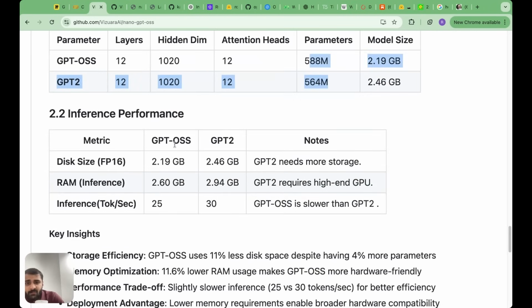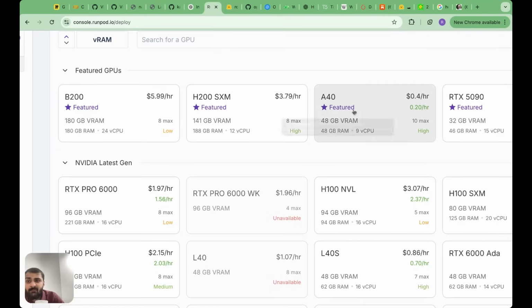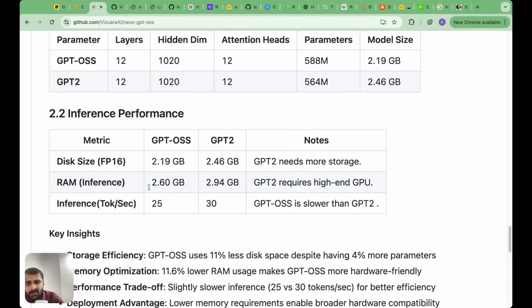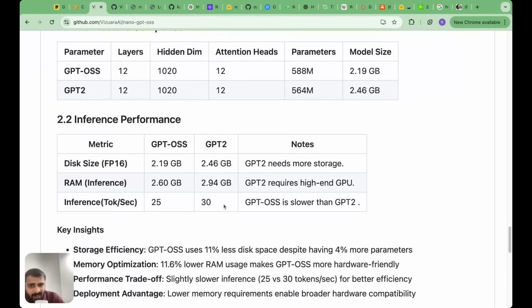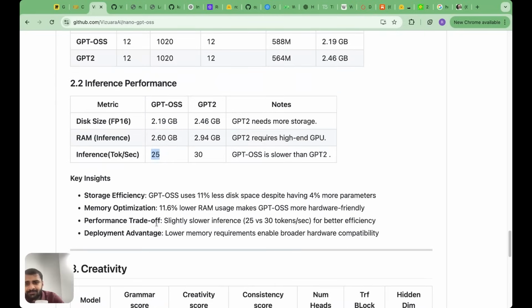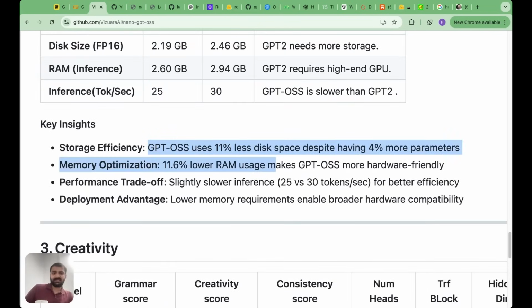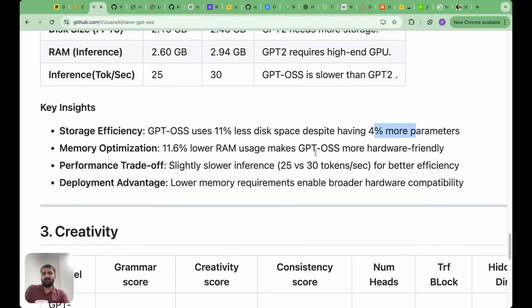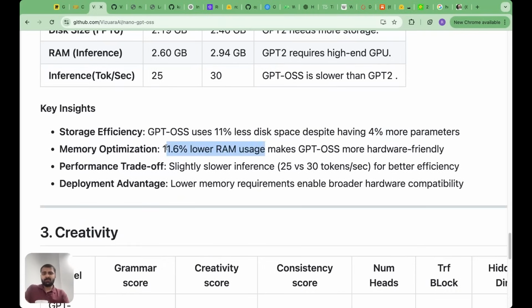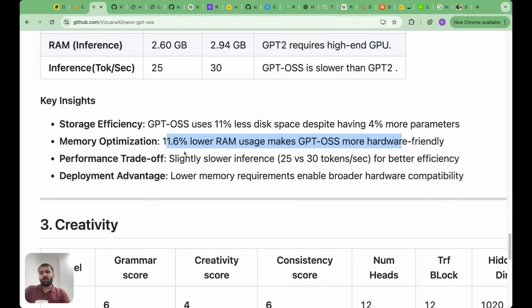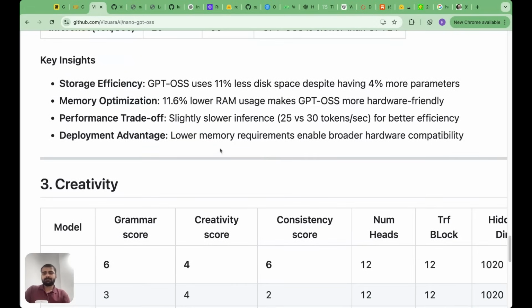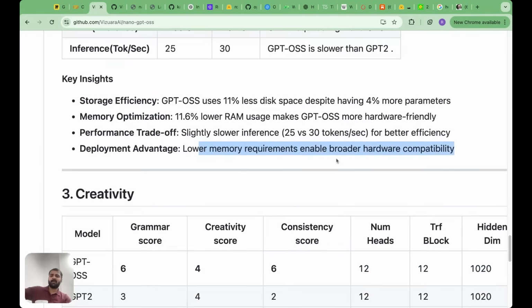As you can see, for training, GPT-2 requires a higher-end GPU such as an H100 or A100, but GPT-OSS can be trained on an A40 as well. That's one important thing which we discovered. And for inference, we could see that GPT-2 was slightly faster, around 30 tokens per second, whereas OSS was slightly slower. Some key insights we have mentioned here are that GPT-OSS uses 11% less disk space despite having 4% more parameters. 11% lower RAM usage makes GPT-OSS more hardware friendly. OSS has slightly slower inference, and lower memory requirements enable broader hardware compatibility.